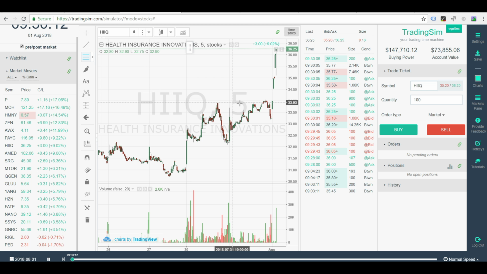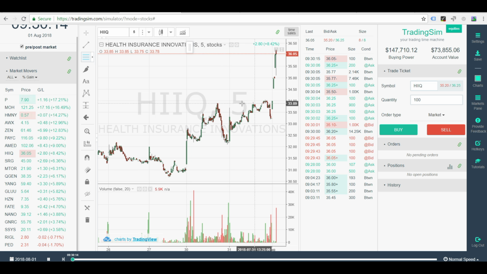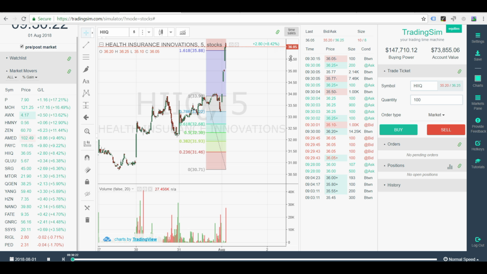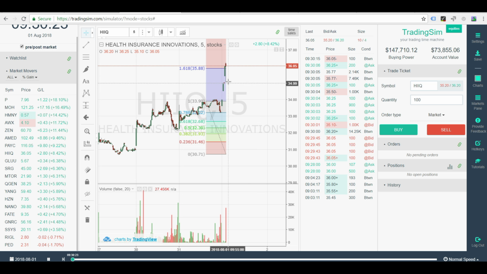So you select your Fibonacci extension tool, pick the high here, this guy right here. We come down to the low here. All right, bam, now we have it on our chart. And as you can see, HIIQ just exceeded its 1.618 extension.